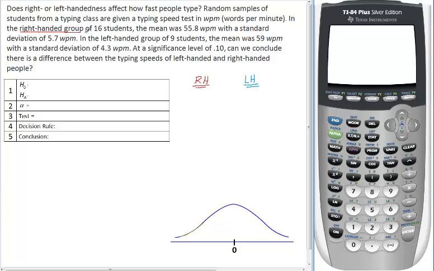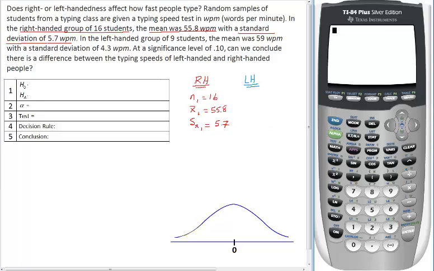In our right-handed people, let's see what we know. In our right-handed group of 16 students, so N1 is equal to 16 and the mean was 55.8 words per minute, so X bar 1, the mean of sample 1, is 55.8, and S, the standard deviation, or S sub X, whatever you want to call it, is 5.7. So we know everything about the right-handed sample group.